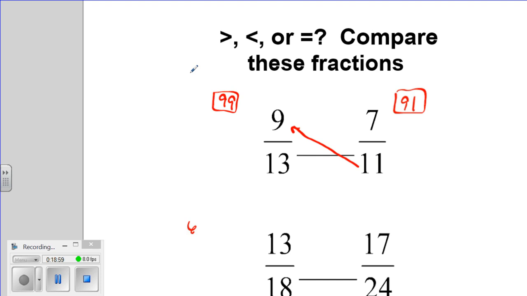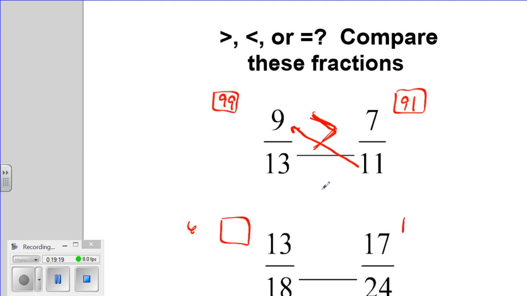And which box is bigger? Do I have 91 or 99? Well, in this case, they're pretty close, but this fraction is actually larger. 9 out of 13, 9/13 is the greater fraction than 7/11. So let's do that on the other side here.